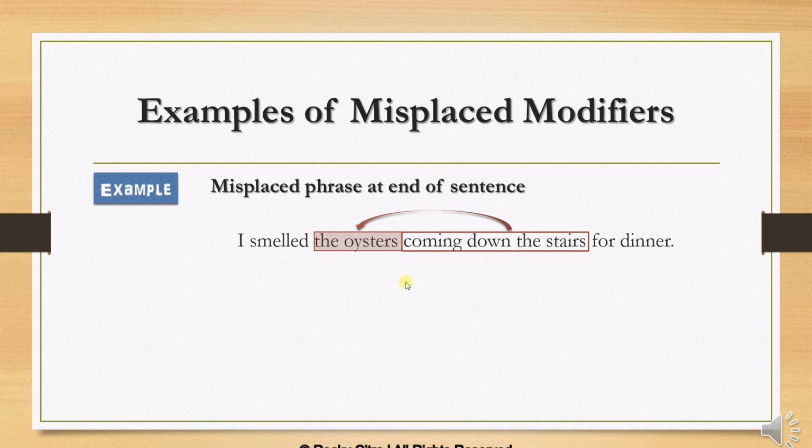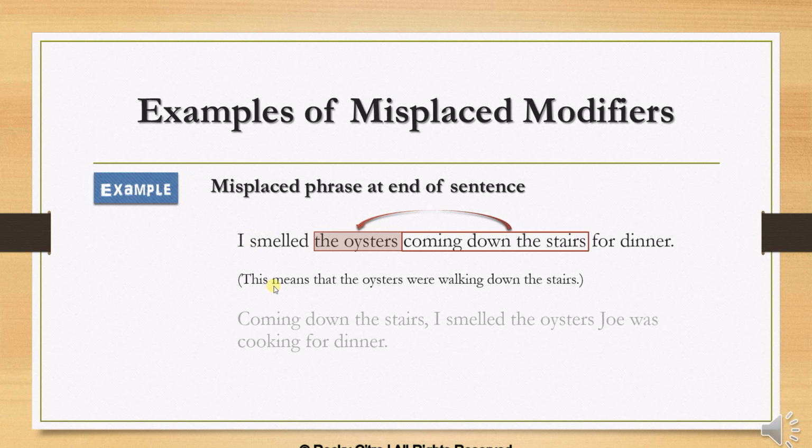Actually, this one looks like it's in the middle of the sentence. Okay. I smelled the oysters coming down the stairs for dinner. Our phrase coming down the stairs refers to the closest element, the oysters. And, of course, that means that the oysters were actually alive and had 2 legs and were walking down the stairs. And the problem here, again, is that we stuck something in between our phrase and what it was modifying, which is I.